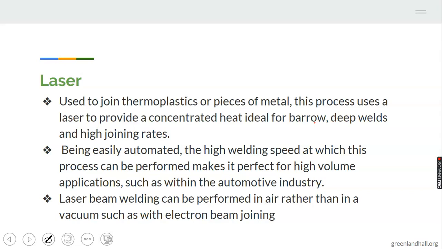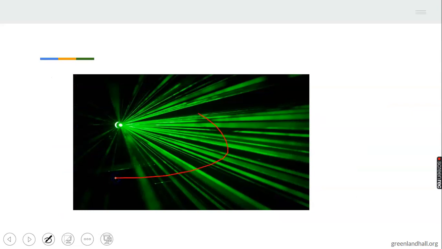Then laser is the next part. It's used to join thermoplastic or pieces of metal. This process uses a laser to provide a concentrated heat ideal for narrow, deep welds and high joining rates. Because it is automated, the high welding speed at which this process can be performed makes it perfect for high volume applications such as within the automotive industry. Laser beam welding can be performed in air rather than in a vacuum, as with electron beam joining. Now look at laser beam welding.